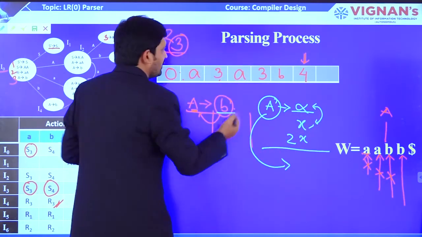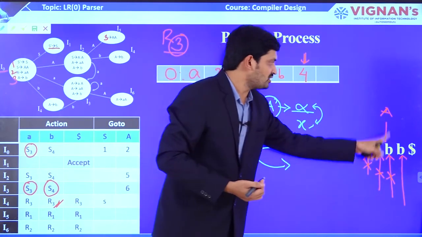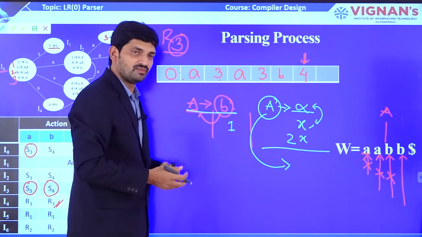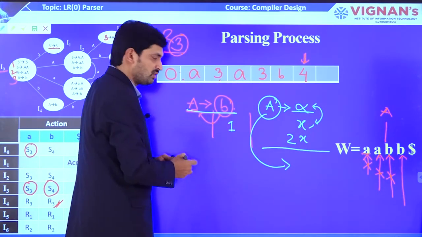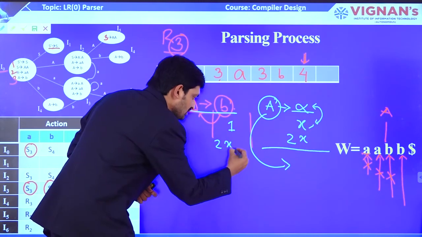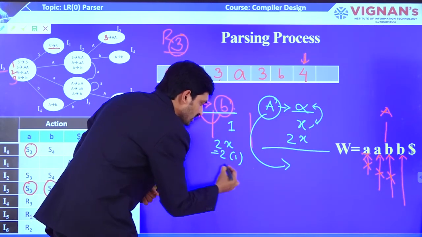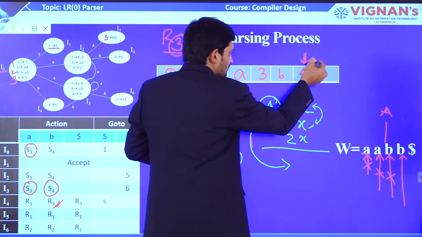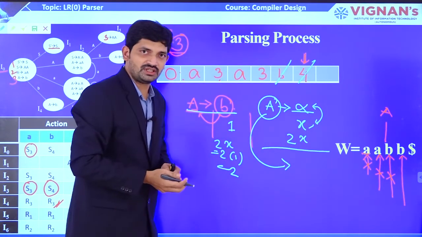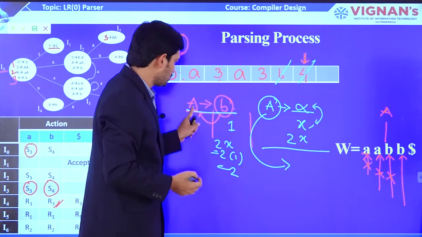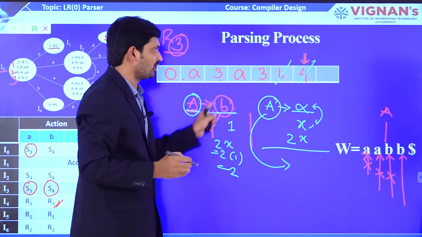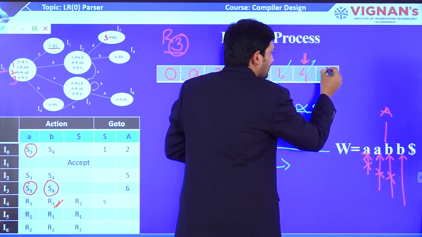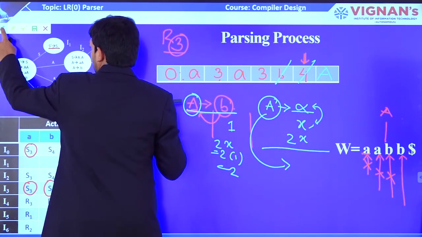So what do I have to do? Here I am going to perform the pop operation. B is reduced to A and I am using the production A tends to B. On the right hand side there is only one symbol, so 2X means 2 into 1, so it is 2 symbols. So I have to perform the pop operation for 2 symbols. After that, as per the rule, I have to push the left hand side non-terminal onto the stack. So I am writing capital A here.